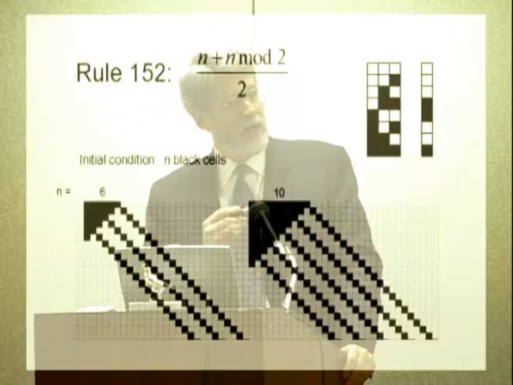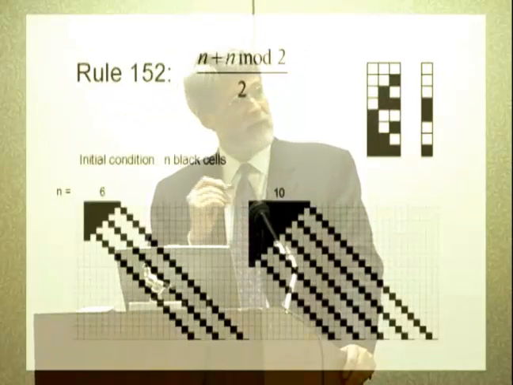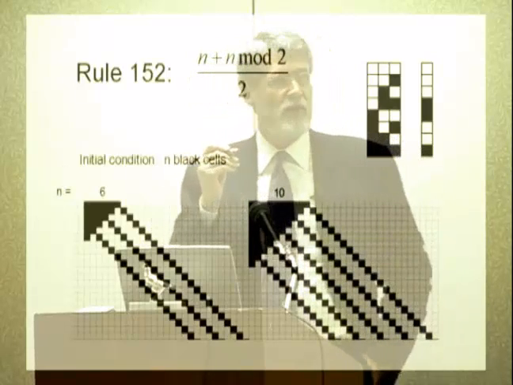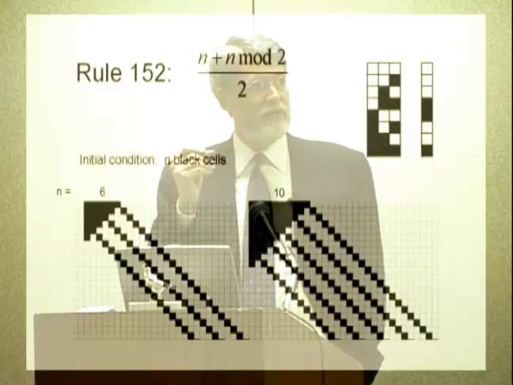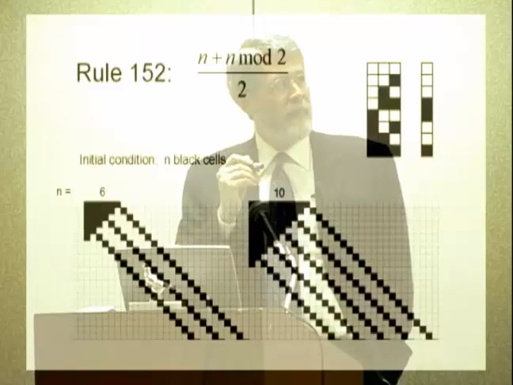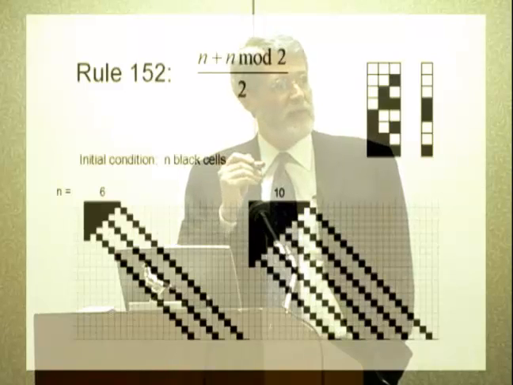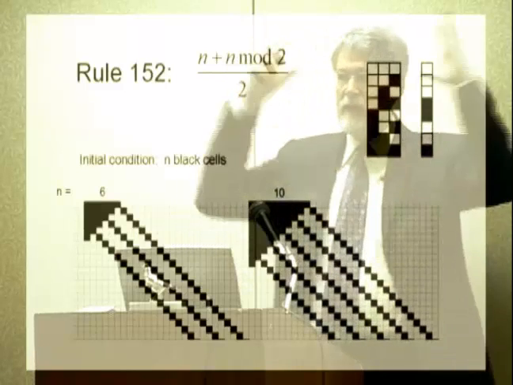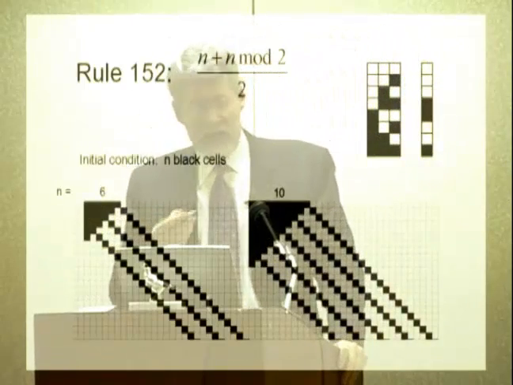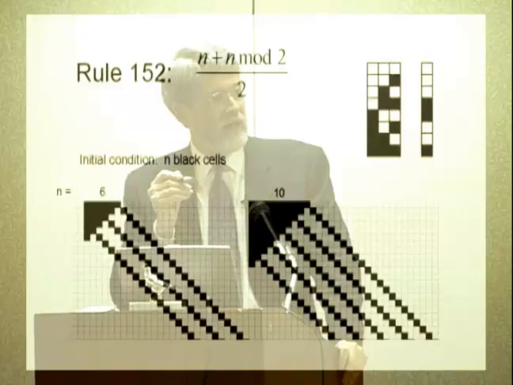Here's another one, a little more complicated. Rule 152 carries out this computation, which essentially is dividing an even number by 2. If it's an odd number, it will divide by 2, take the integer portion, and add 1. But let's just consider an even number. The initial condition, the even number, is specified by the number of black cells. In this case, I've really exploded the grid, so now you can see all the cells. But here you see 6 black cells, and here are 10 black cells.